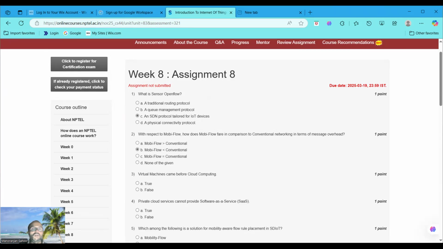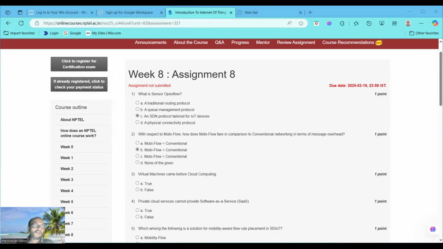Option B is the right answer because, you see, guys, MobiFlow is a mobility-aware software defined network for IoT designed to optimize flow rule placement and reduce signaling overhead compared to conventional networking. It minimizes message overhead by efficiently managing mobile device handoffs, unlike traditional networks that may require more control messages.